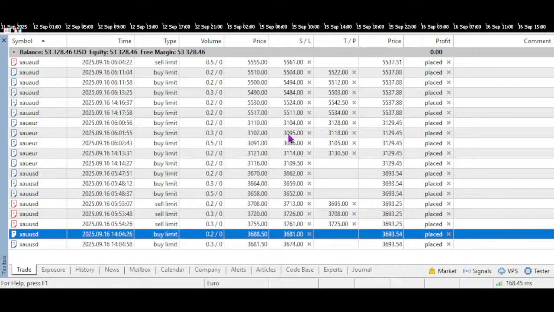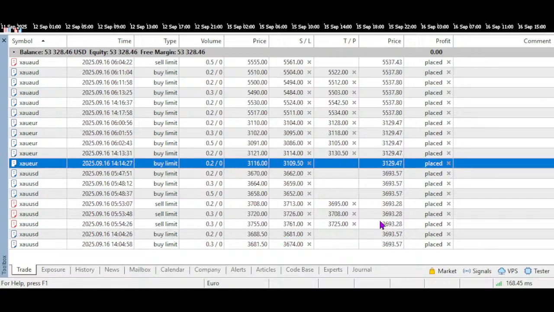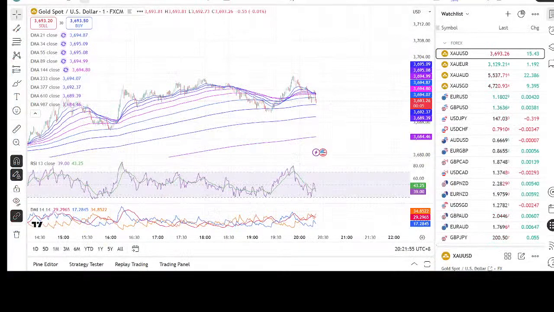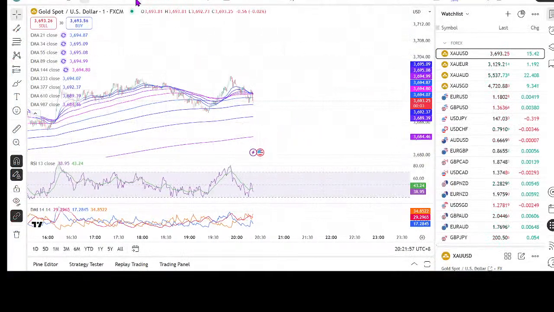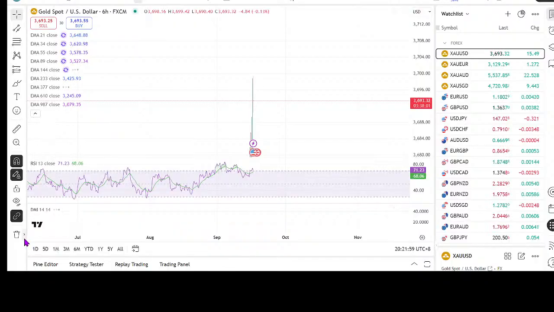Then the next one we need to adjust is gold euro. We have 9 more minutes to come, so in the same manner we look into the data for the gold euro.